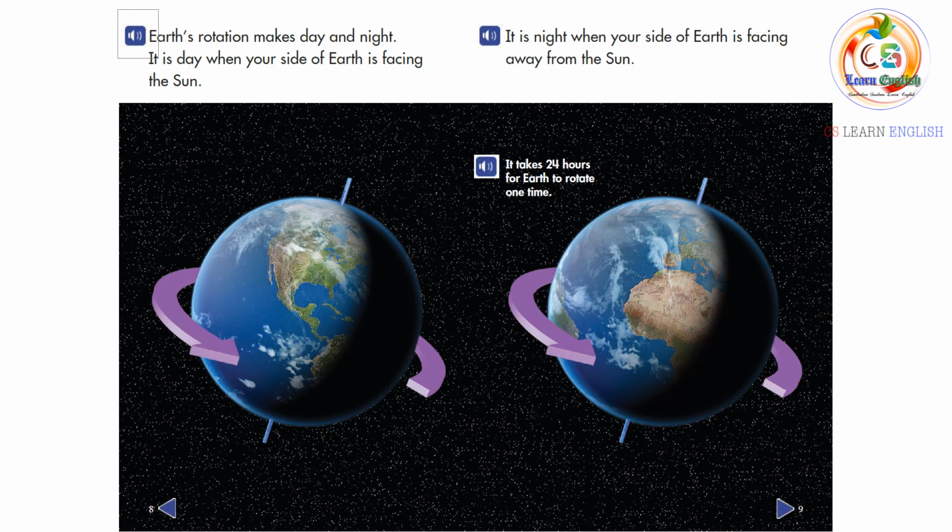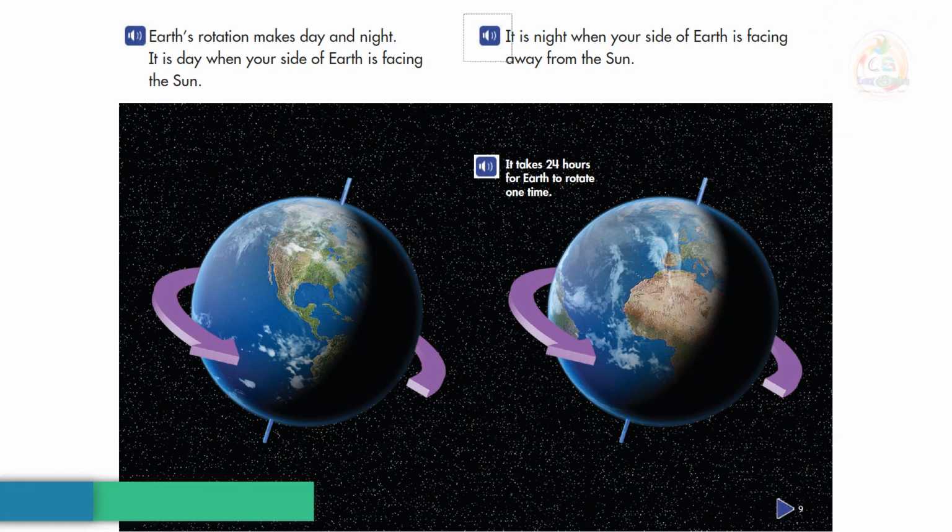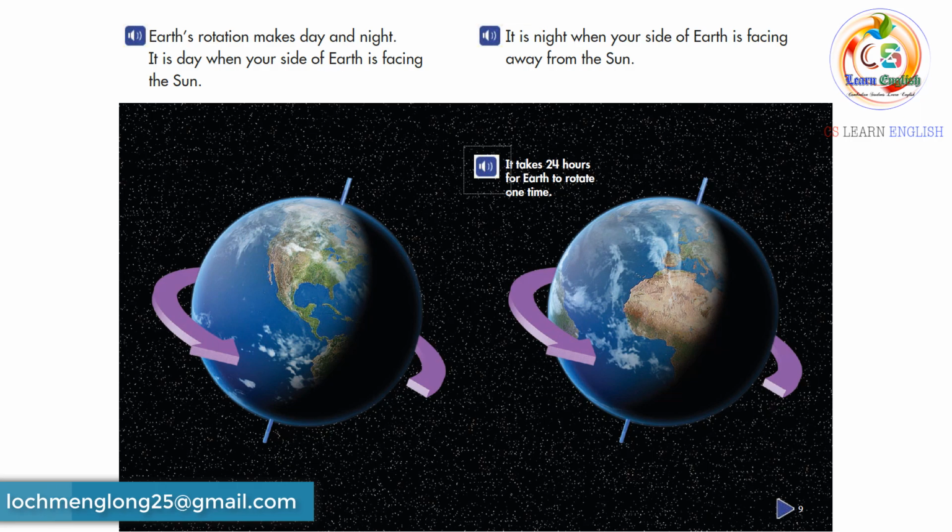Earth's rotation makes day and night. It is day when your side of Earth is facing the sun. It is night when your side of Earth is facing away from the sun. It takes 24 hours for Earth to rotate one time.